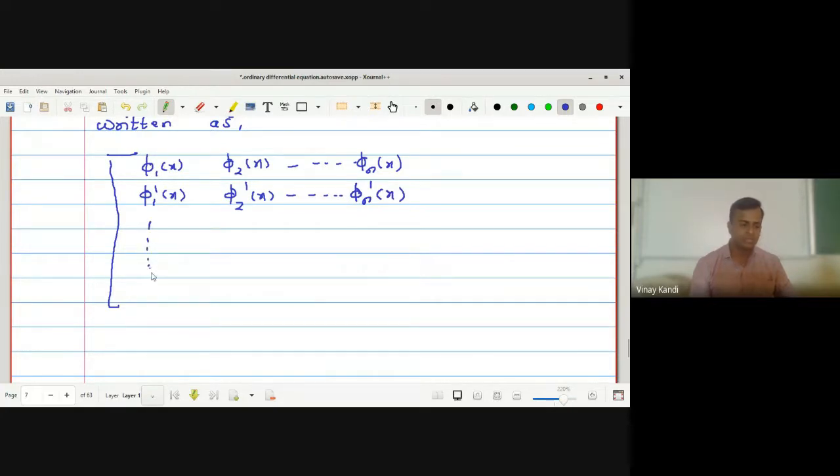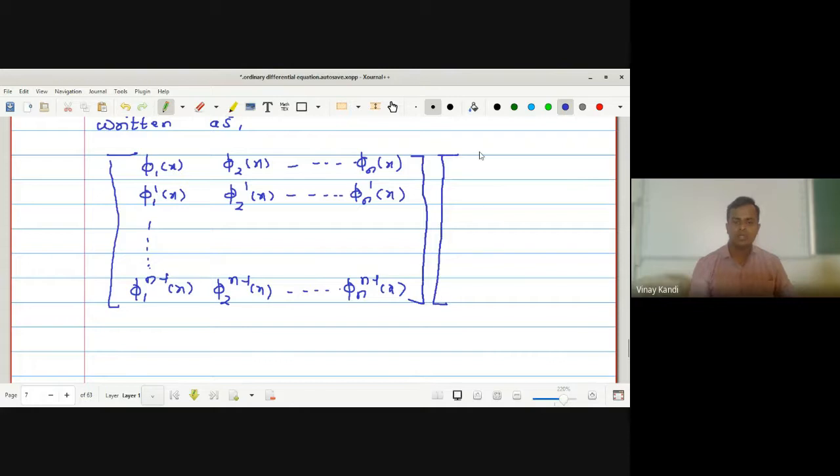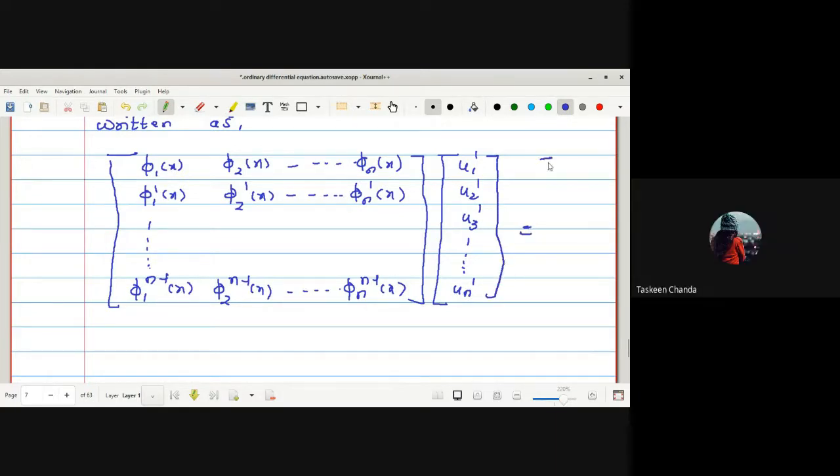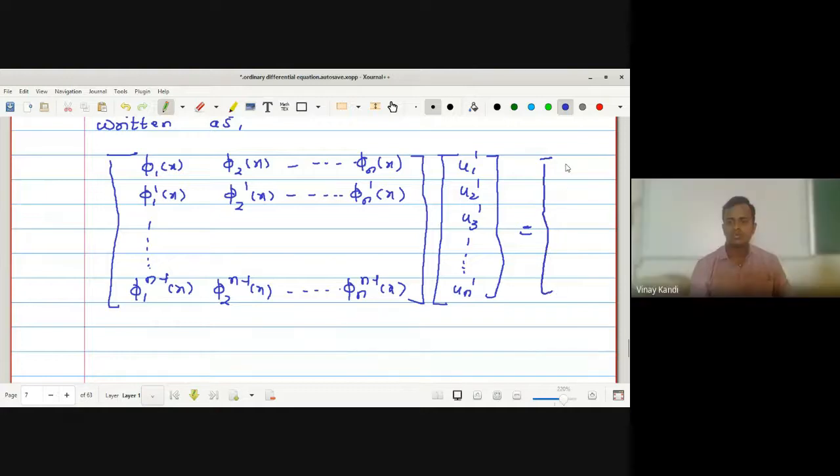At last we get phi 1 raised to n minus 1 of x, phi 2 raised to n minus 1 of x, up to so on phi n raised to n minus 1th derivative of x. So this is the matrix form, and we can write the variable as u1 dash, u2 dash, u3 dash up to so on un dash, which is equal to 0, 0, 0, up to so on, and the last entry.